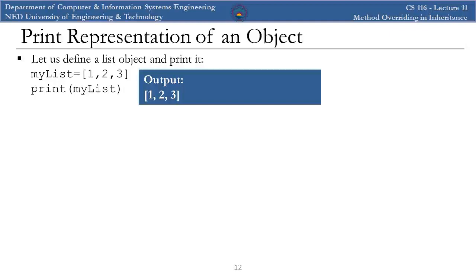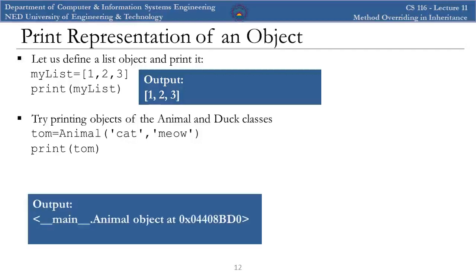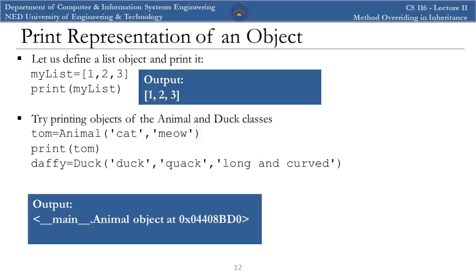Now let's try the same thing for our Animal and Duck type objects. So here is an Animal type object Tom, and I'm instantiating it with cat and mew, like cat is the species and mew is the language. And if I try printing it using the same method, okay, this is what it prints. Okay, let's try this for the Duck type object also. So here is a Duck type object called defi, and if I print defi, okay, it prints something similar.